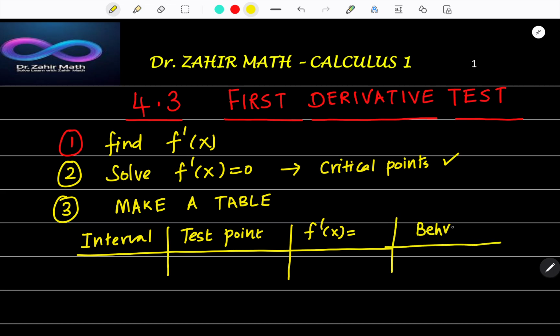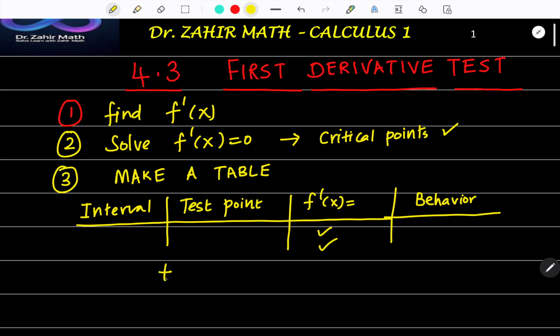Then you're going to see the behavior of the curve. Behavior means whether it's increasing or decreasing. So interval, test point, f dash of x and behavior. Keep in your mind. When you are checking the f dash of x at the test point, sometimes you will get positive, meaning a plus value. If you get positive, then it is called increasing. Suppose you get negative, then we call it decreasing. Negative means down, so decreasing.